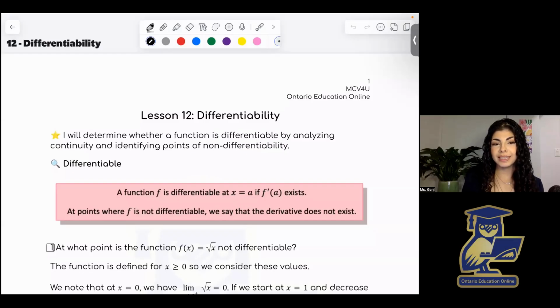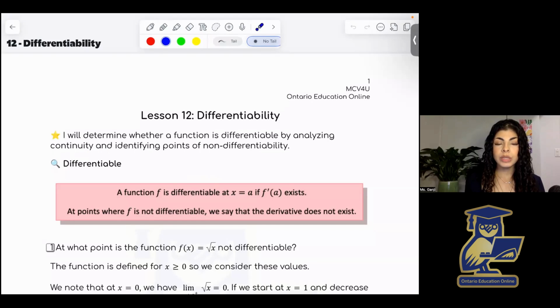Hello and welcome to lesson 12 on differentiability. Differentiability we already saw in lesson 10 a little bit, but today we're going to be making connections to algebra with differentiability as well as the graphs. And your learning goal today is to determine whether a function is differentiable by analyzing continuity and identifying points of non-differentiability.